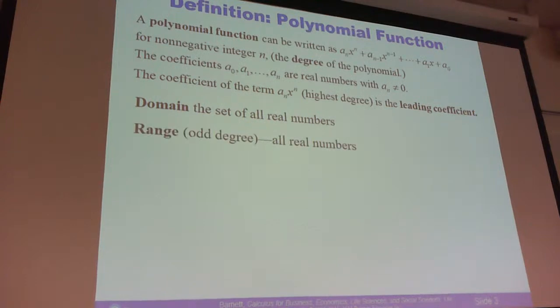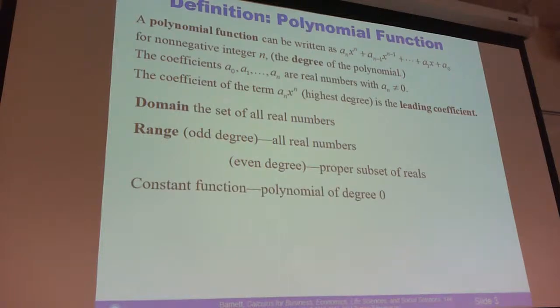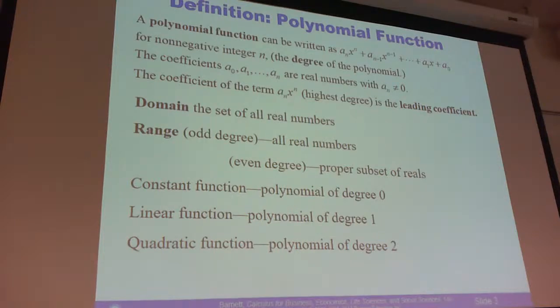The domain is the set of all reals. The range of an odd degree polynomial is all reals. For even degree, the range is a proper subset of the reals. A constant function polynomial has degree 0. A linear function is degree 1. A quadratic polynomial is degree 2.